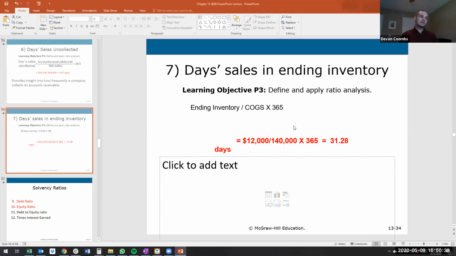We can do the same thing with day sales in ending inventory as well. Just take your ending inventory divided by cost of goods sold, multiply by 365, and that tells us how long our inventory is sitting on the shelves. Remember, it's expensive to keep inventory on the shelves. We have to pay for the warehousing costs, we have to pay for the storefront costs, and so we want to shrink this as much as we can.